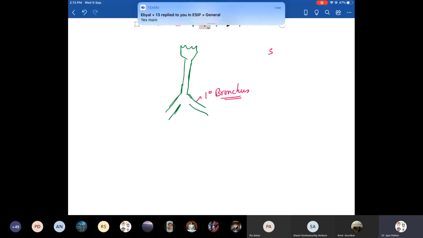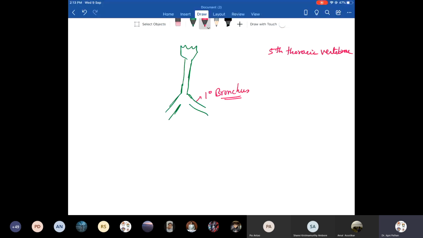See, the vertebral column has vertebrae. Among those vertebrae, at the fifth thoracic vertebra, this trachea divides into two. Very important question, T5. Very important question.